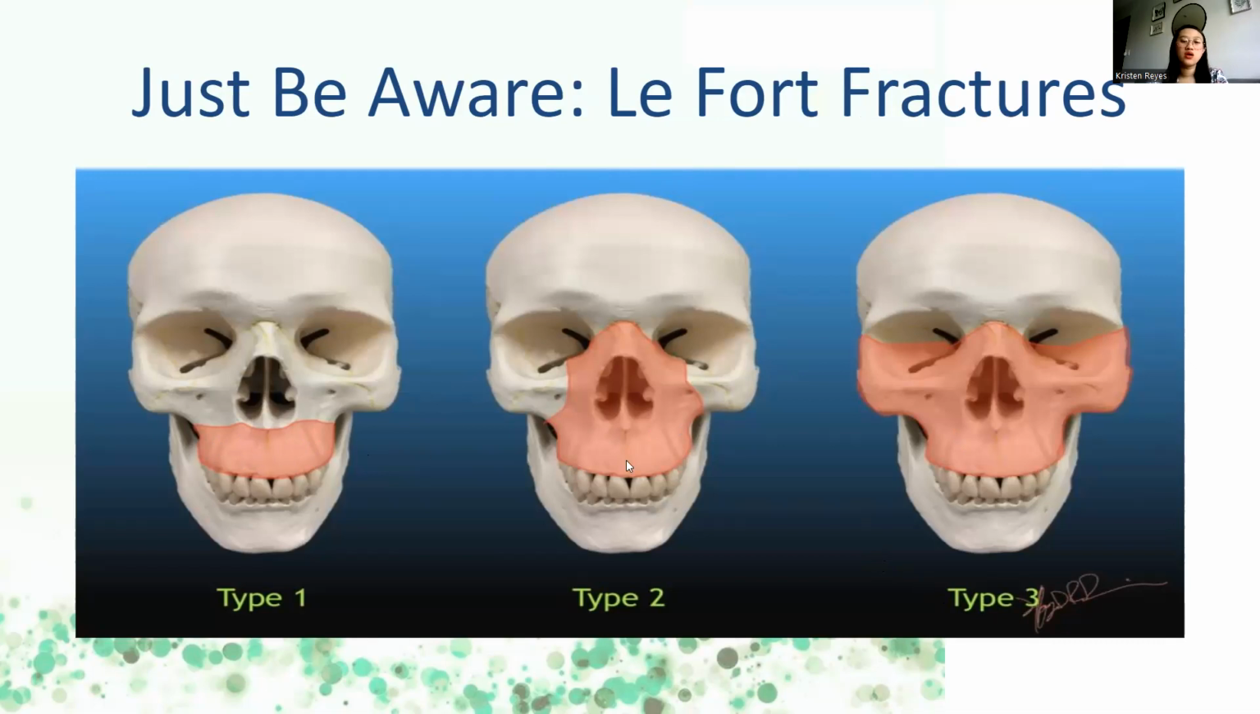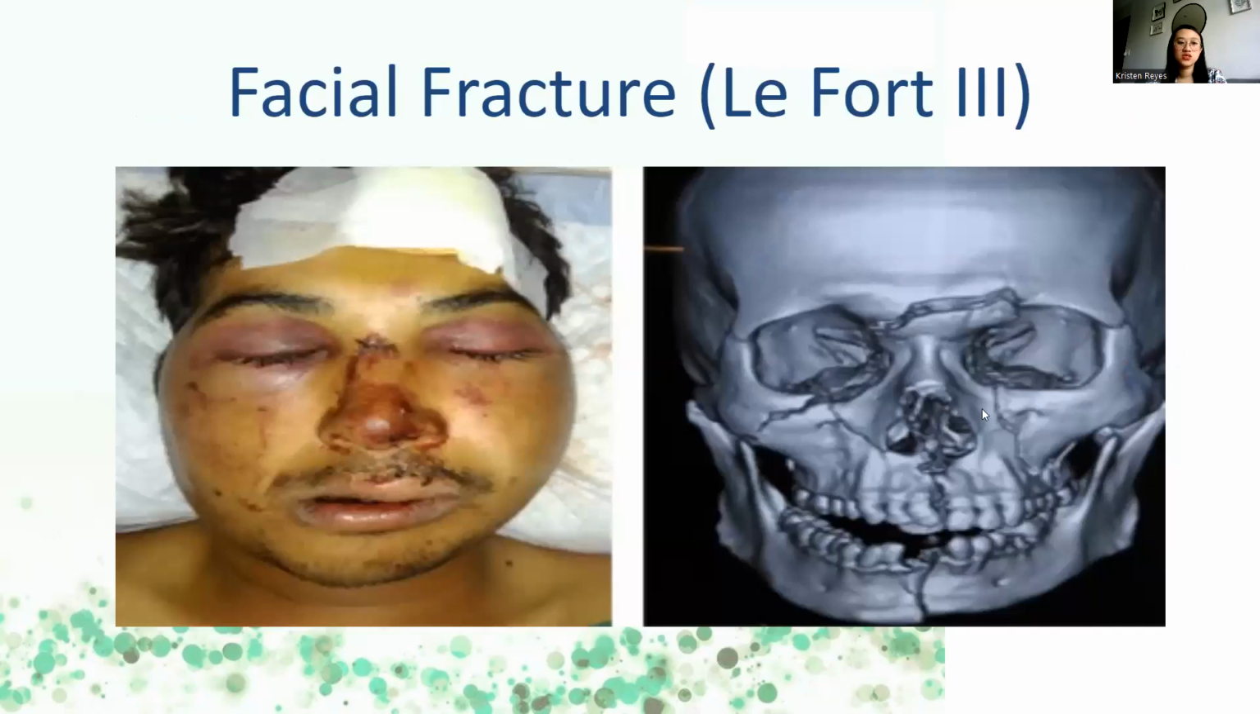Okay? For type 2, you have a bigger area of the maxilla and the nasal bone. Okay? Is affected. For type 3, the zygomatic bones are also affected. So you have the zygomatic, the nasal, and the maxilla. Okay? So this is your facial fracture, example of a facial fracture. This is type 2, as you can see. The zygomatic bones are still intact, so this is not type 3.